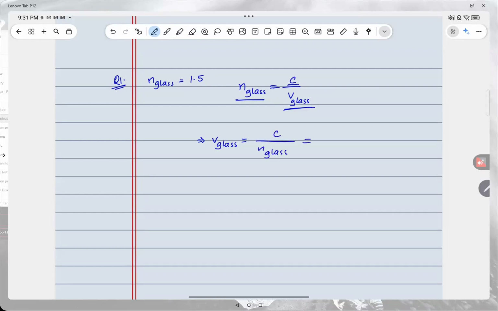How much is C? Can anybody tell me the value of C? 3 into 10 to the power 8 meter per second. Yes. And what is N glass? 1.5. So 3 divided by 1.5 will be 2. V glass will be 2 into 10 to the power 8 meter per second. This is your answer: velocity of light inside glass is 2 into 10 to the power 8.